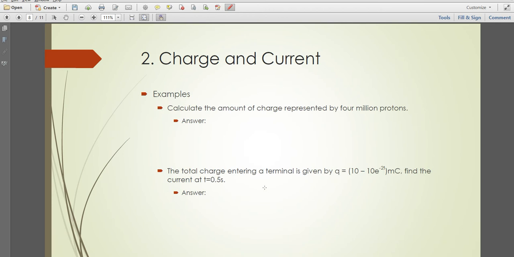Let's do one exercise. For example, here, we're asked to calculate the amount of charge represented by 4 million protons, you remember.